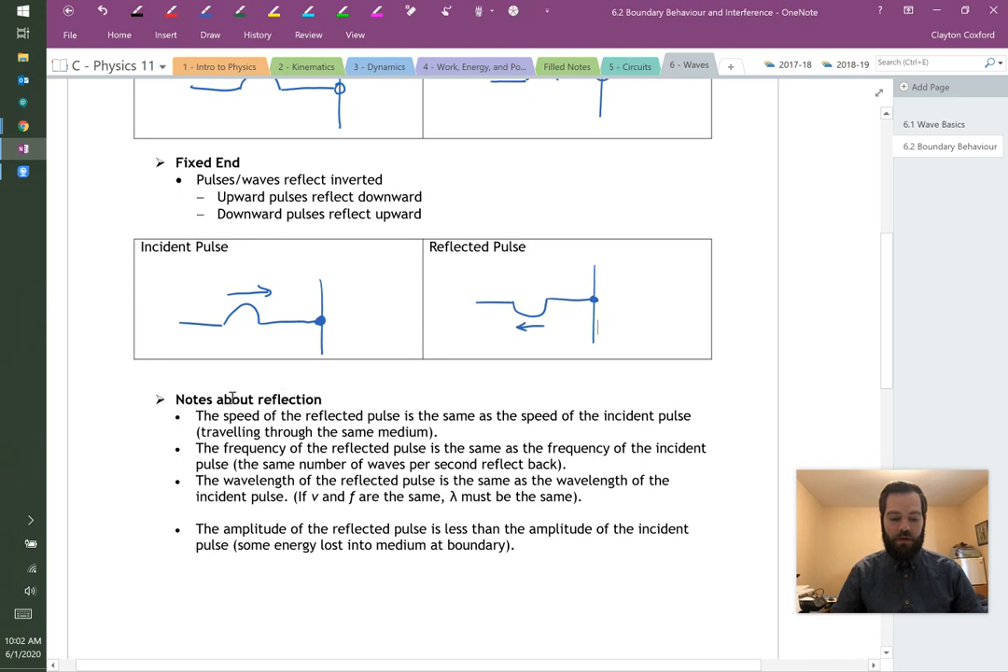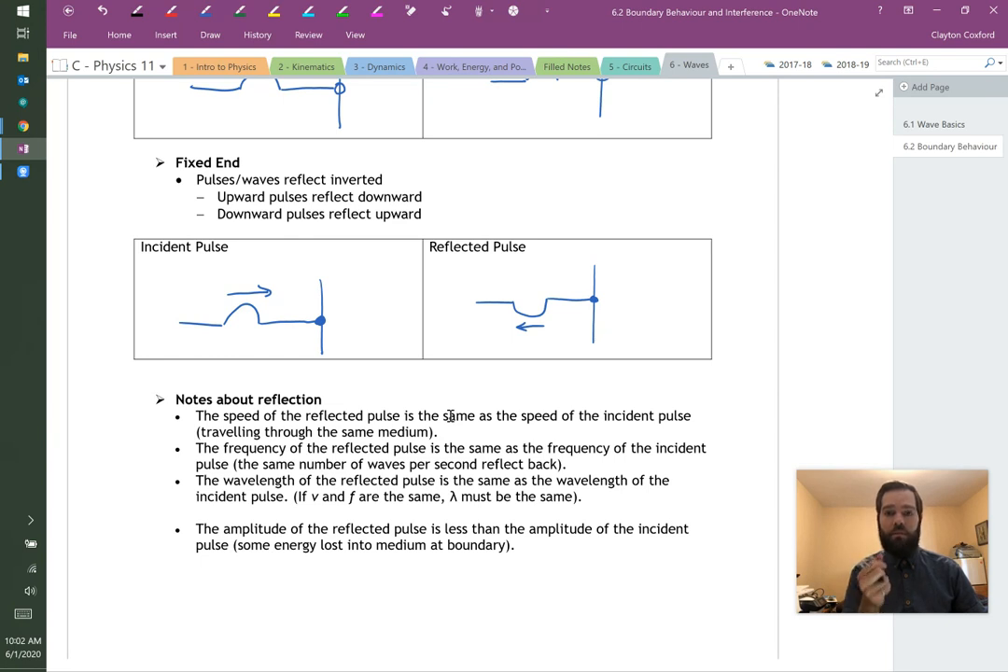So here's some notes about reflection. The speed of the reflected pulse is going to be the speed of the incident pulse. The reflected pulse is going to be traveling at the exact same speed as the pulse that was coming into the boundary, because both of those pulses are moving in the same medium.